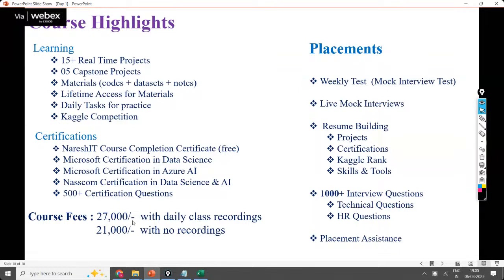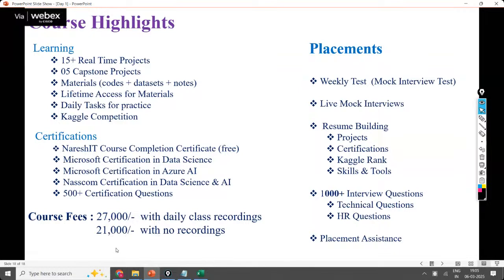Sir, should I go with recordings or without recordings? Are you a regular student? If regular, go without recordings. My choice is no recordings. Everyone says go with recordings because the course fee is more, but I'll say the reverse. Here money is not important. Learning is important. Passion to learn is important. So if you are a regular student, go with no recordings.